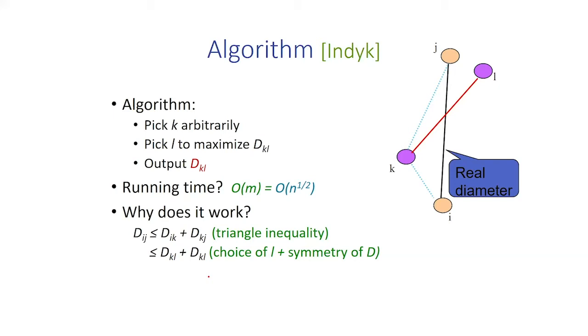I used triangle inequality, and I used the way we chose L to be the farthest point from K, as well as symmetry, that DIK equals DKI. That's all we used, and we're now done, because we've just shown that DKL is at least DIJ over two, which was the goal. So this is a simple example, but it's meant to show you that sublinear time isn't such a crazy notion.